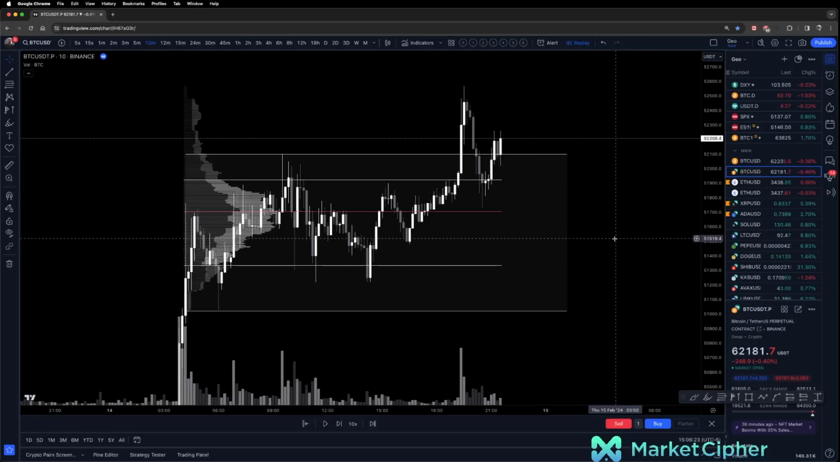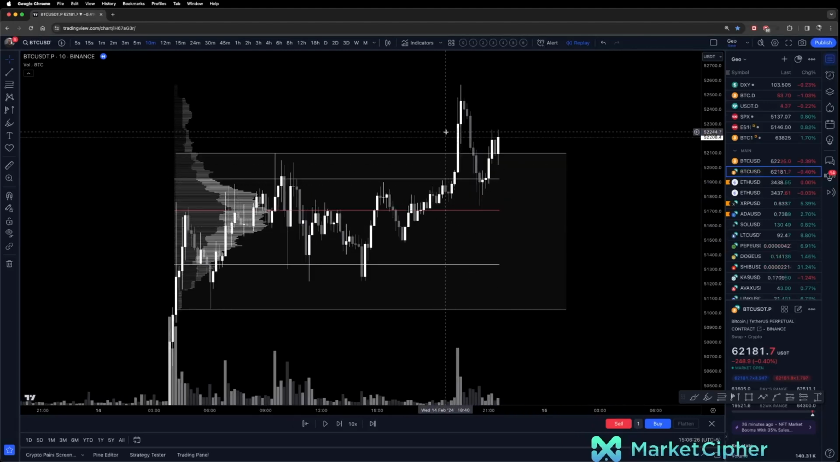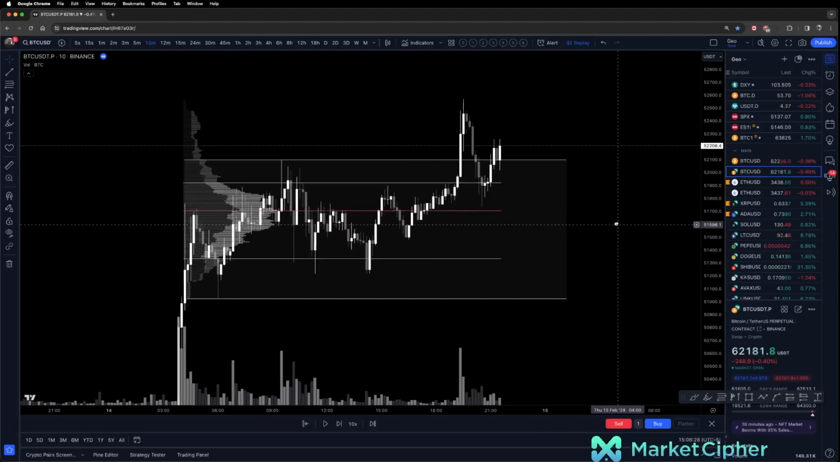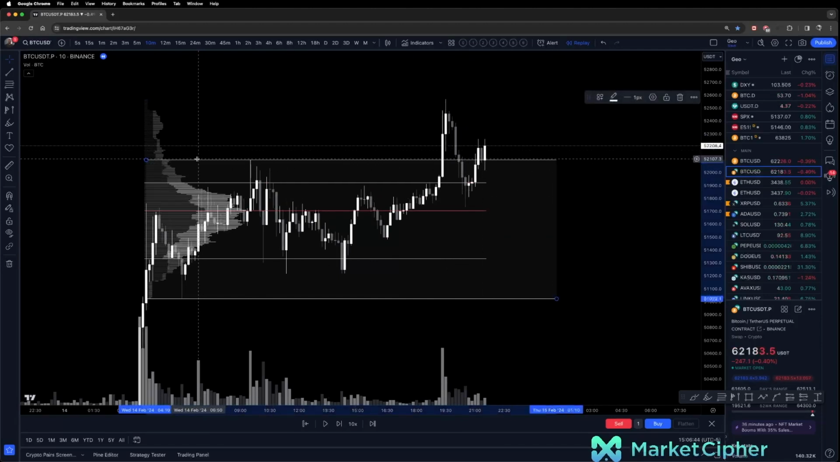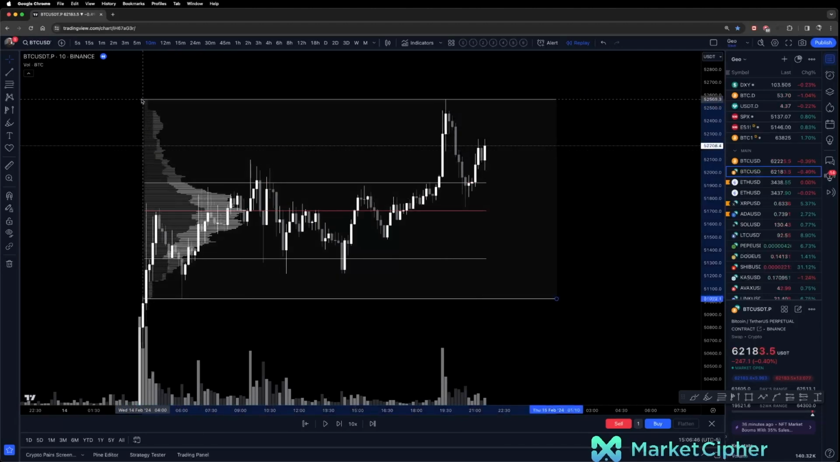All right, I forwarded a little bit too much here, but let's talk about what happened here, okay? So we broke out, and it was not an SFP. It was not a swing failure pattern. So what would we do in this instance? Well, until we fell back within the range, we would actually not extend the range to the high of the range, okay?